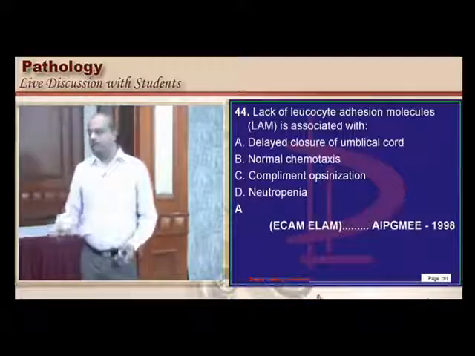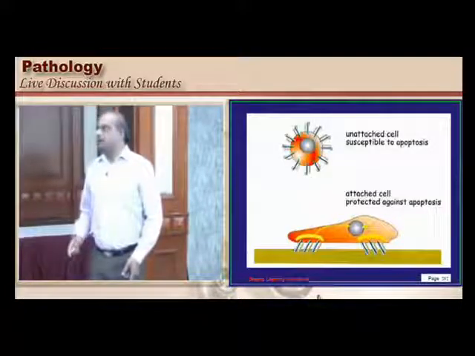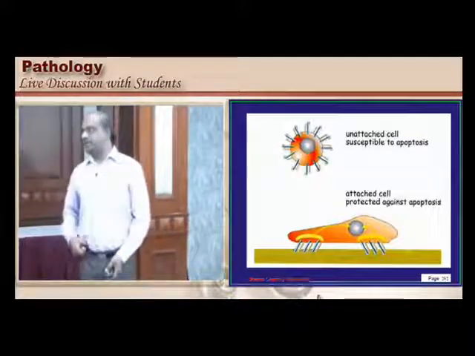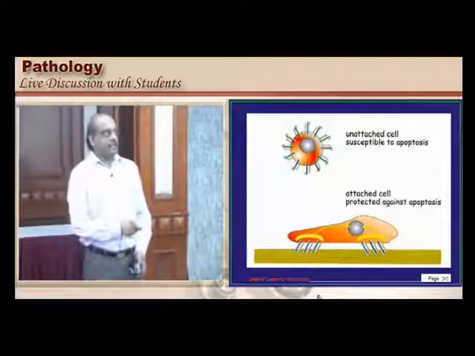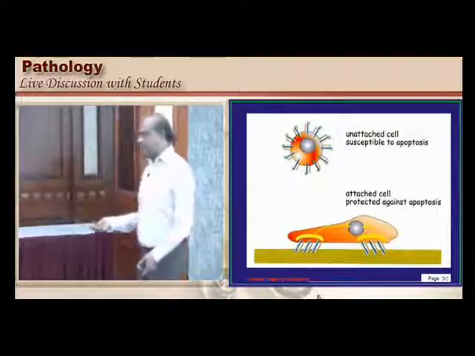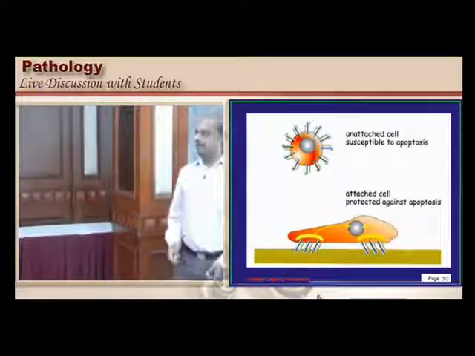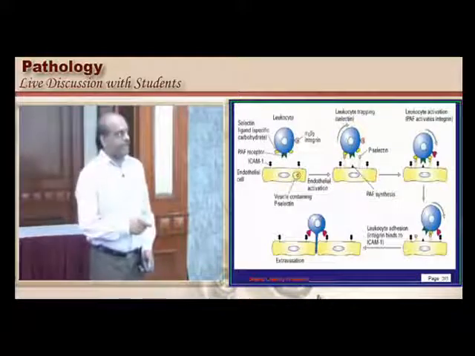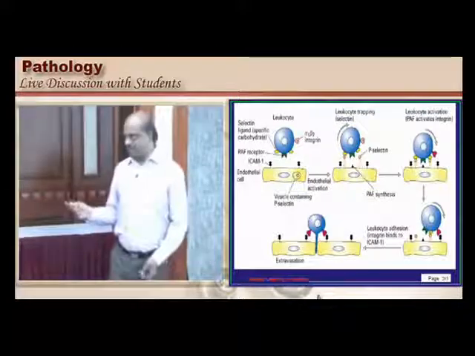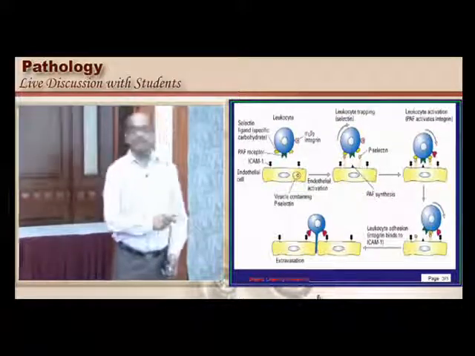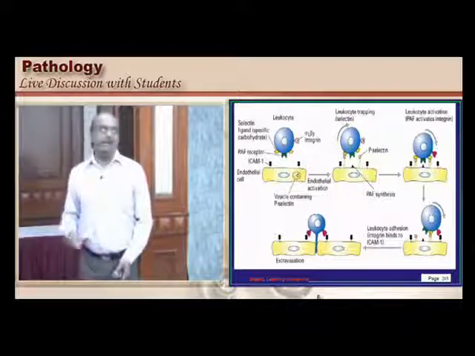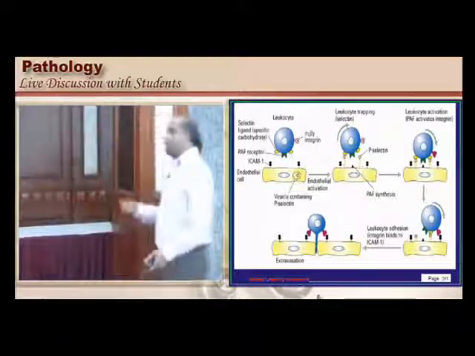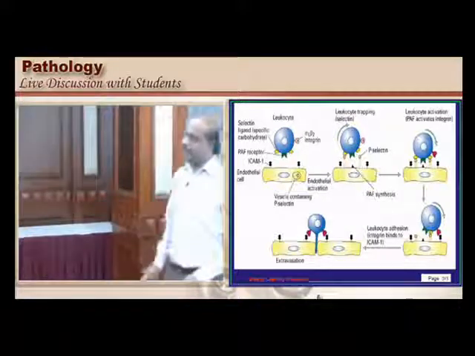Fundamentally, why do we require all these adhesion molecules? Basically, a cell, if it is unattached, it is susceptible to apoptosis. Only when it is attached is it protected against apoptosis. It's like bachelor and married, which is very, very important for the cell. So it is the ICAMs, VCAMs, ELAMs and LAMs. They all basically decide whether the cell becomes adherent or non-adherent, and if they are not, that leads to susceptibility to infection, decreased lifespan, etc.